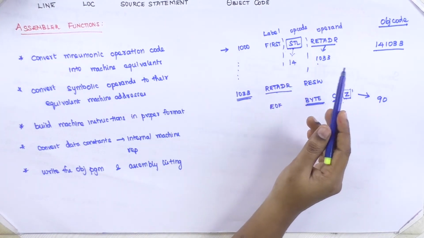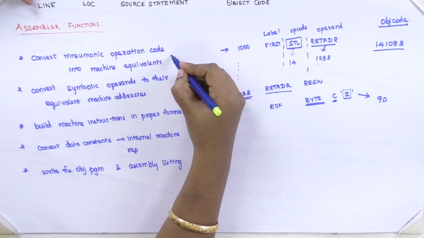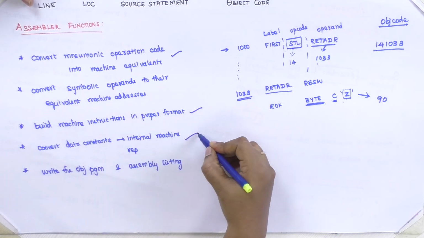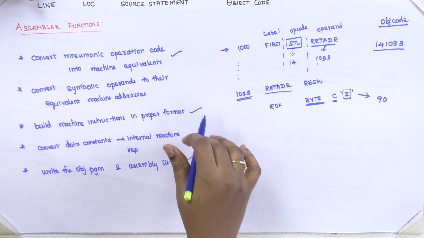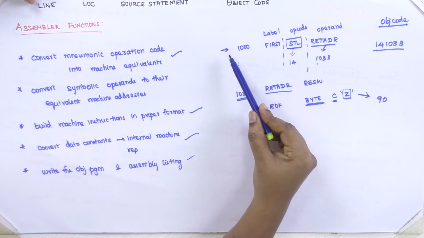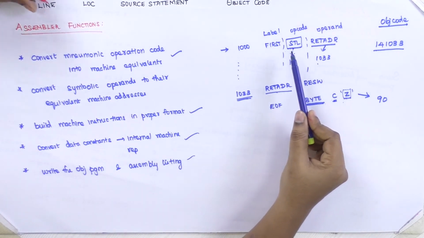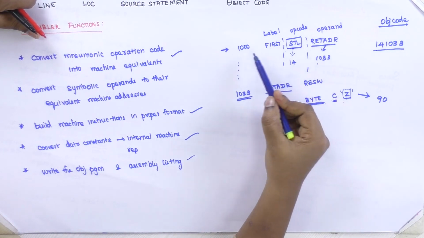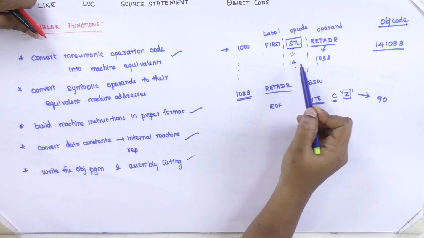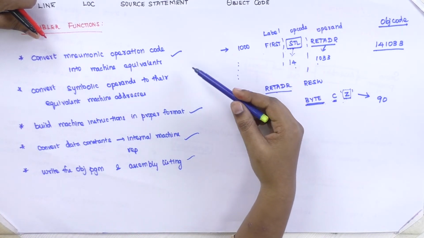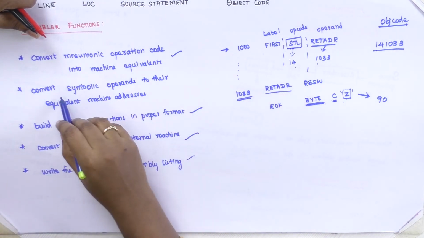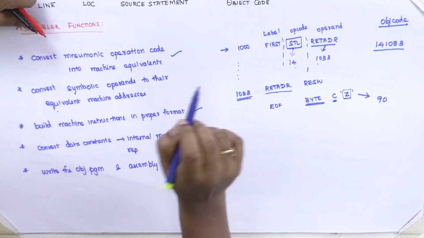All these functions, that is converting mnemonic operation codes into machine equivalents, building machine instructions in proper format, converting data constants, and writing the object program, can be accomplished in a single pass. After reading a line, the assembler looks at the opcode and converts it. So these functions can be done in a single pass, except function number 2, converting symbolic operands to equivalent machine addresses.